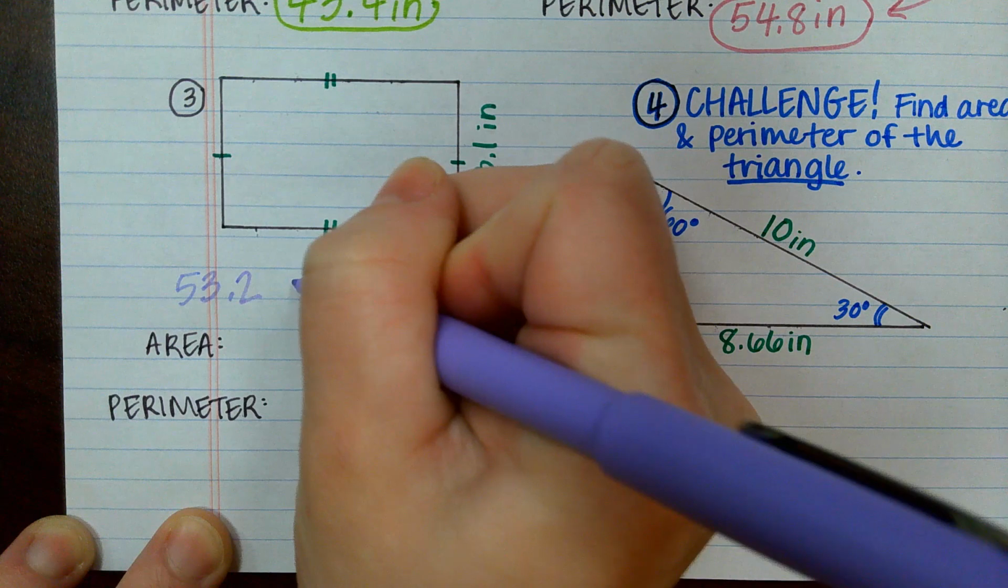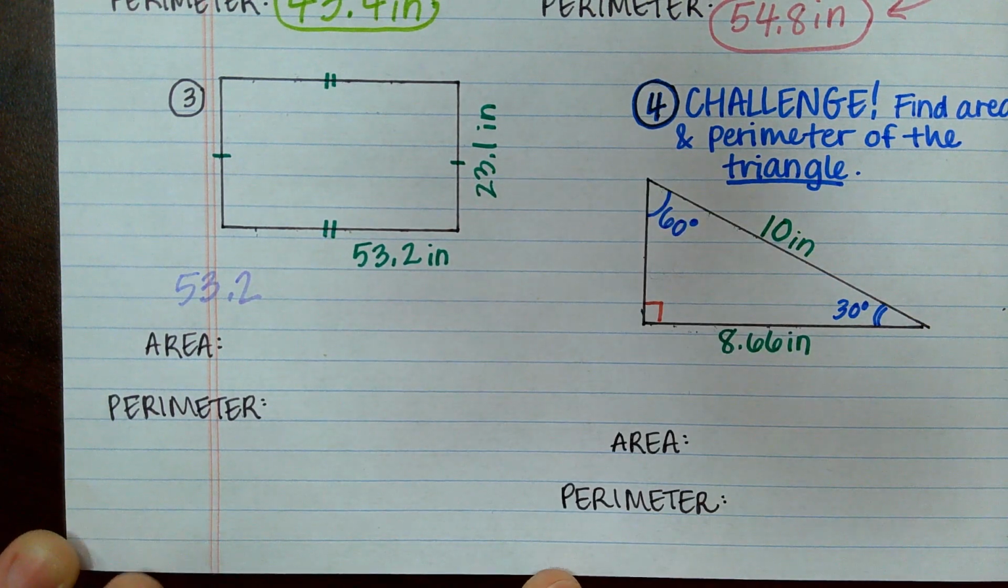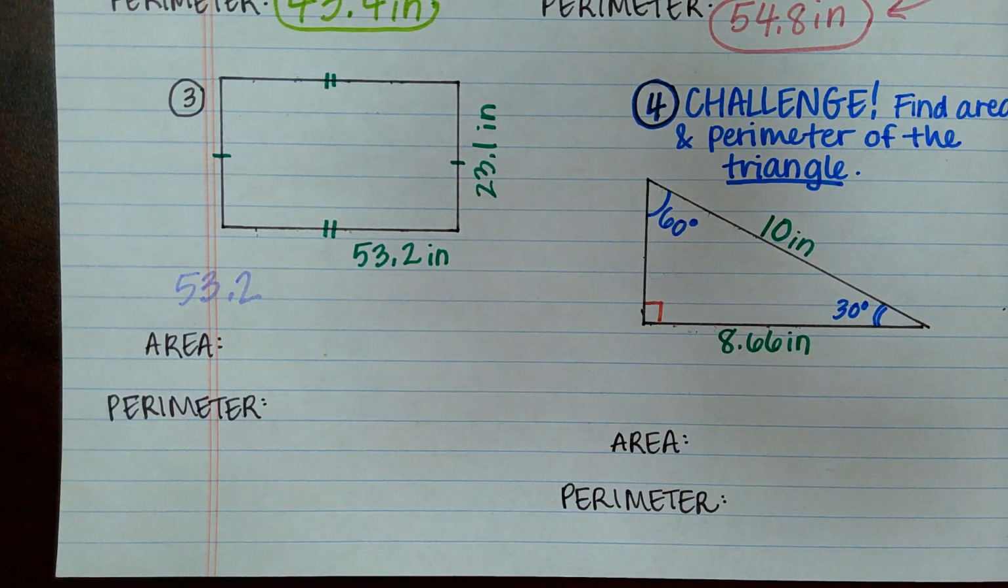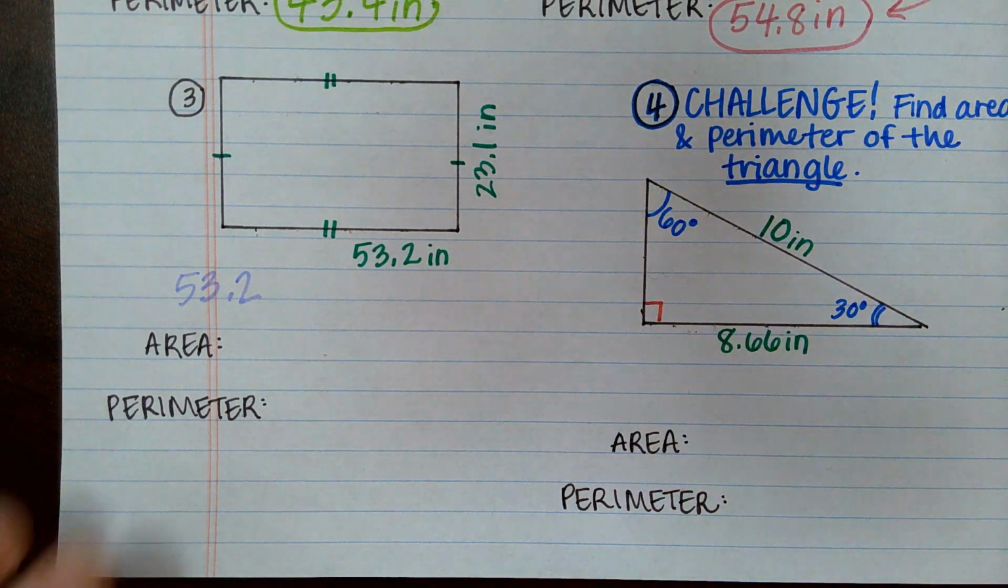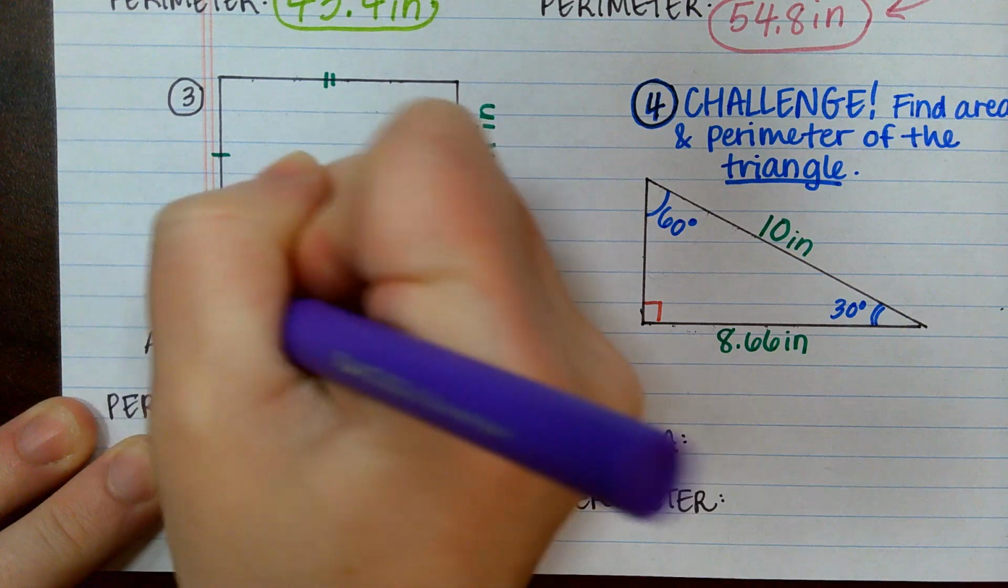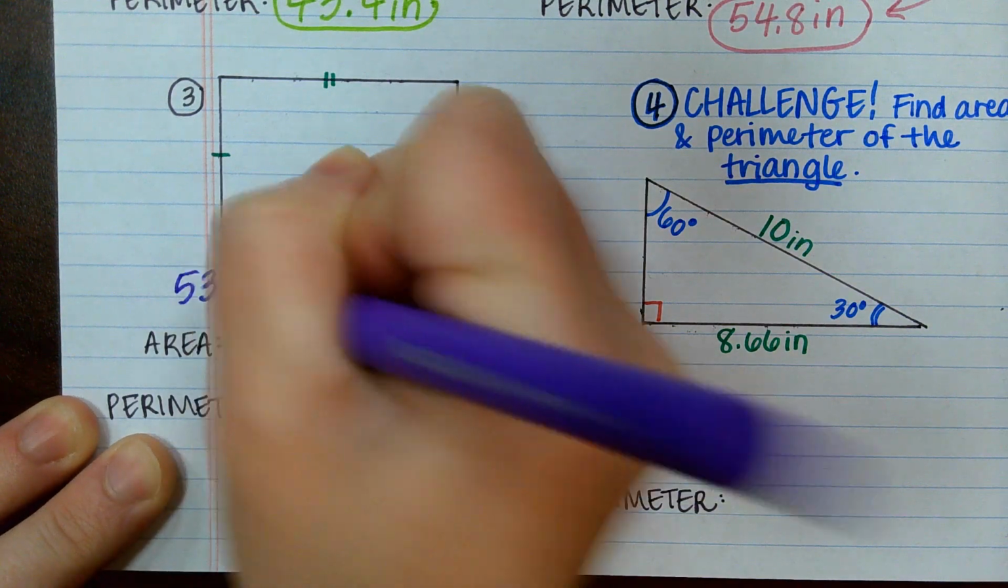53.2. Is that purple too hard to see? It's kind of light. When it starts to dry, you can see it. Oh, really? It does kind of darken. I'll just switch. I'll switch. 53, that's a lot better.